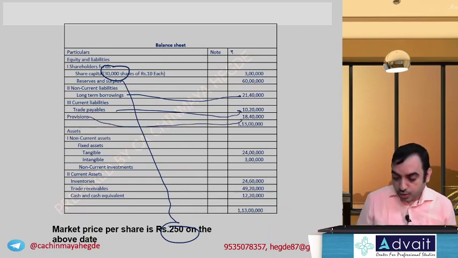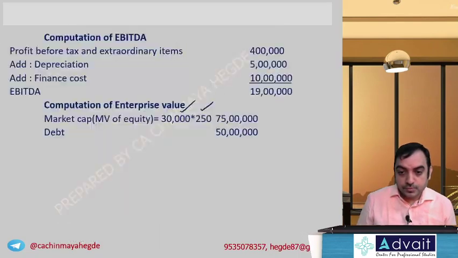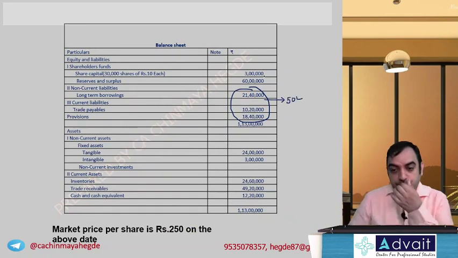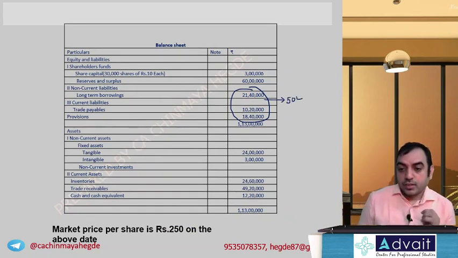So add all, how much do you get? I think you are getting 50 lakhs. 21 lakh 40,000 plus 10 lakh 20,000 plus 18 lakh 40,000. Hope you are getting 50 lakhs. Why provisions? Provisions also is a loan, right? Provision for tax, it's also a debt. It's also an amount to be paid. We are taking short term, long term, all debt to compute enterprise value.